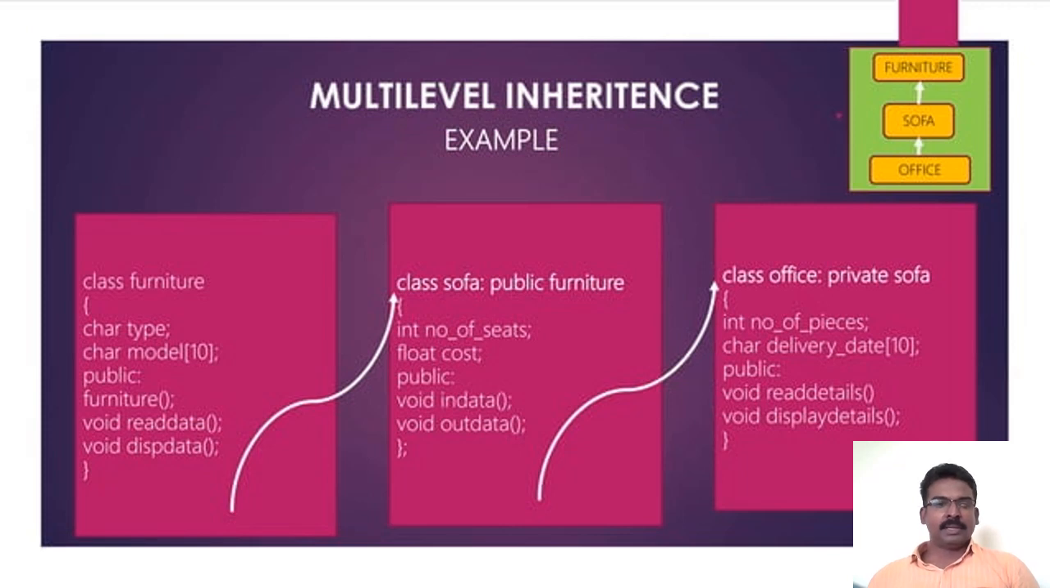Here you can see three different classes. This is the base class. This is the class that is derived from the base class, and this is the subclass that is derived from the derived class. Here, furniture is the base class, and sofa derives the properties of the class furniture, and the office class inherits the properties of sofa.